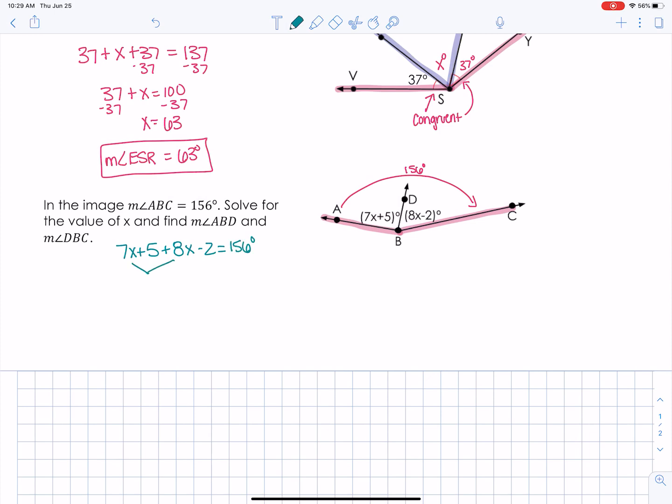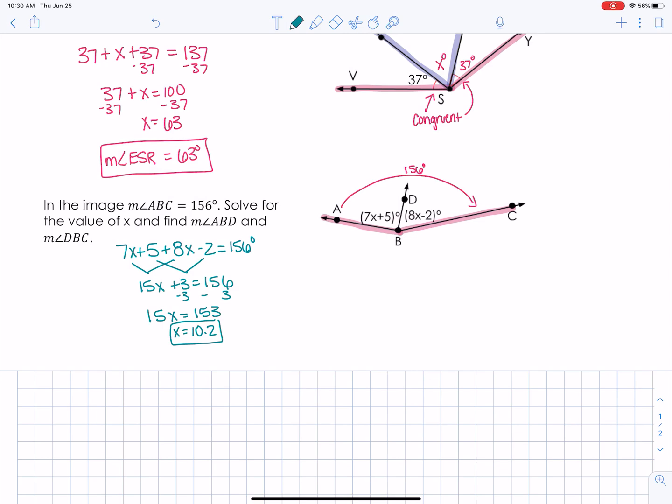Let's add some like terms. And now let's subtract 3 from both sides. So 15x equals 153. And that's going to give us a decimal. So x is 10.2. So that's the first thing they ask us to do, is solve for x.